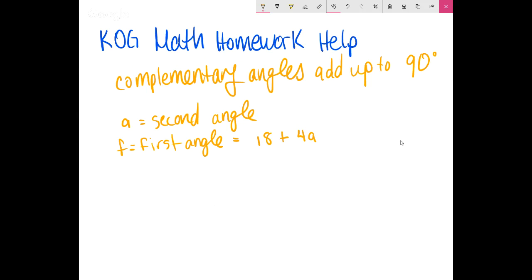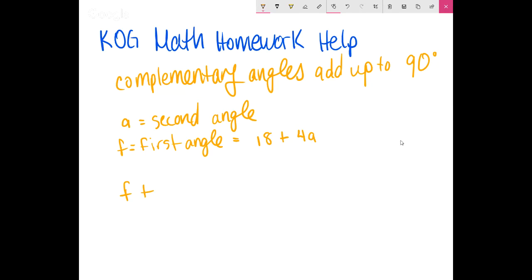Thanks for joining. So the first angle equals 18 degrees more than 4 times the second angle. Remember, A equals second angle. And also remember that both of these are going to add up to 90 degrees when we add them up. So let's see. 18 plus 4A, that equals what the first angle is.